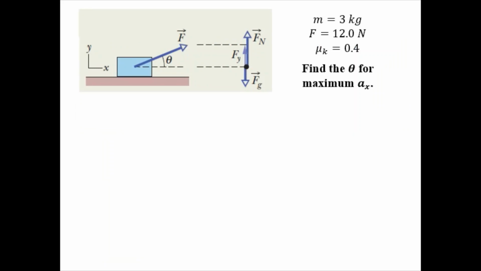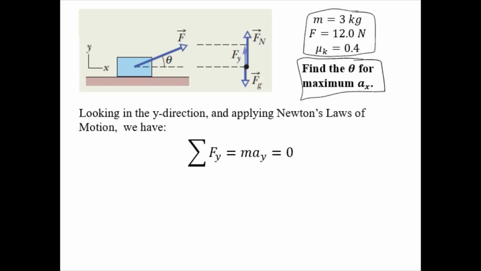Again, we start with our little sketch of the situation. We write down the values that we were given: 3 kilograms, 12 newtons of force, and mu sub k is 0.4, and we want to find the theta angle here for maximum acceleration in the x direction.